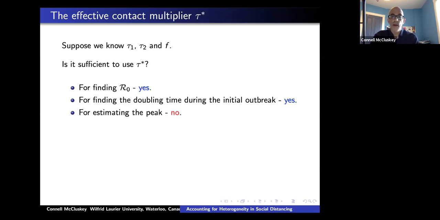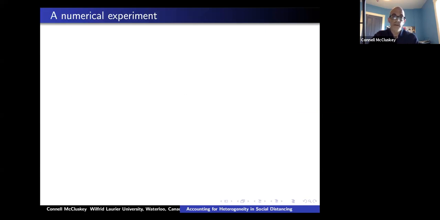And it turns out, when I did this numerically, I found that as I messed around with all my parameters, by keeping tau star fixed, so when I messed around with tau 1, tau 2, and F, keeping tau star fixed, the doubling time stayed constant, just as R0 did. So for the doubling time, it seems that tau star is sufficient for that as well. But when you try to find where the peak of the outbreak is, or how high the peak of the outbreak is, tau star is not sufficient for that at all.